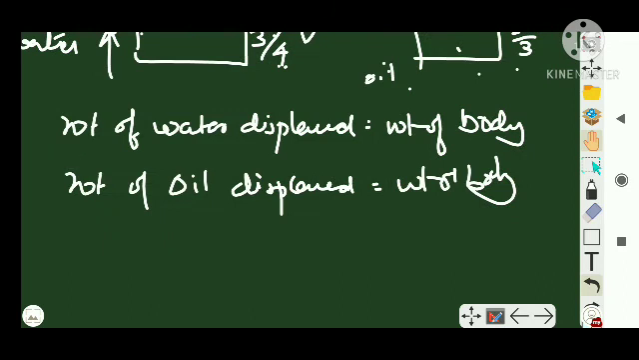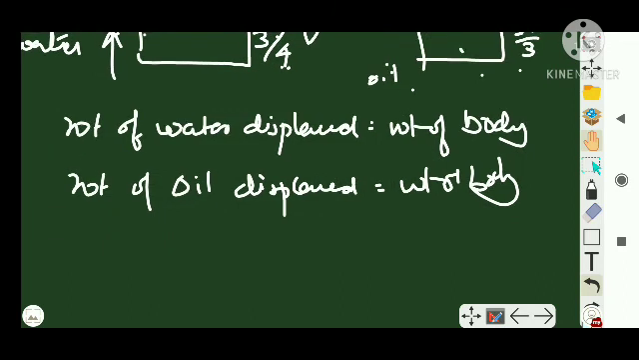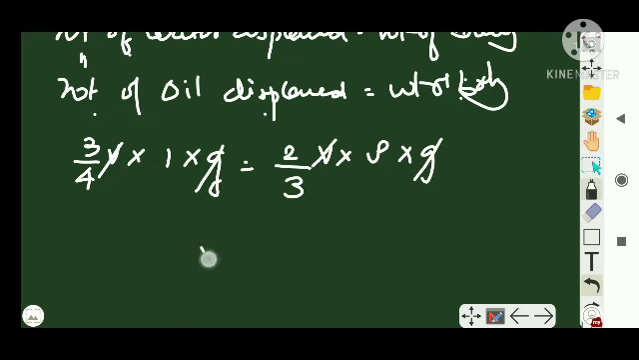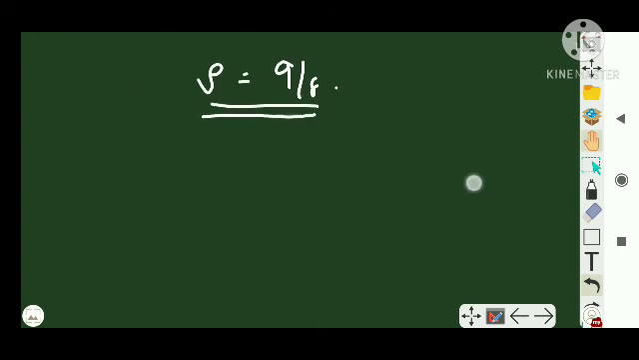So the weight of water displaced should be equal to the weight of oil displaced, because their RHS is the same. What is the weight of water displaced? It is V rho G, where V inside is 3/4 V, density of water is 1, and G. The weight of oil displaced is 2/3 V, density of oil we don't know, into G. G cancels, V cancels. So you can find the density of oil as 9/8. Simple. Again, it's a conceptual question.